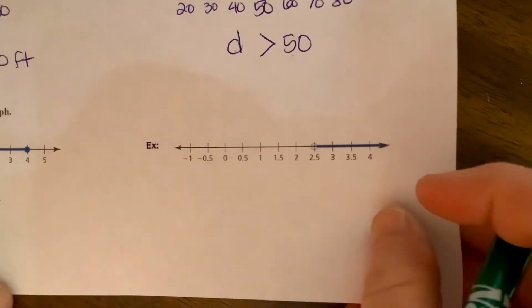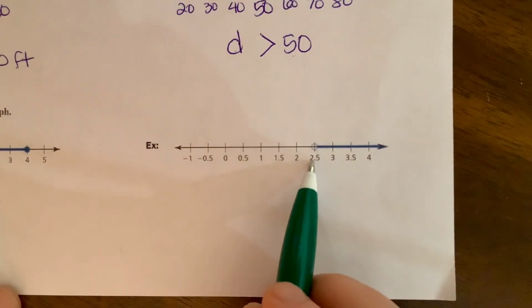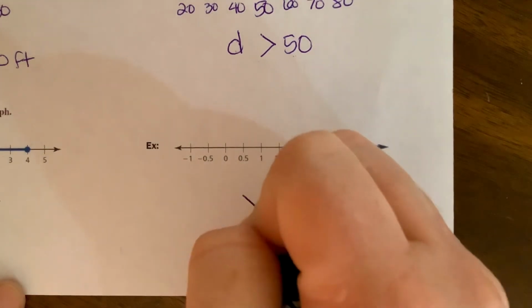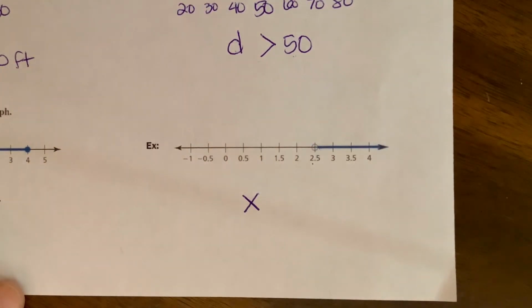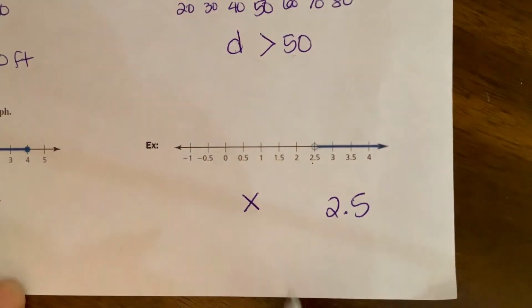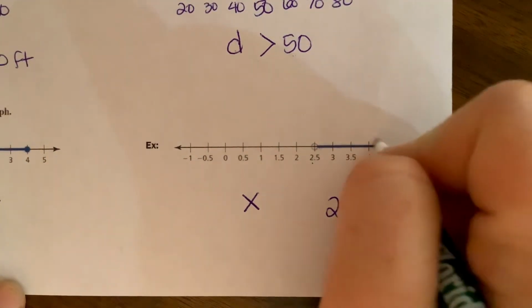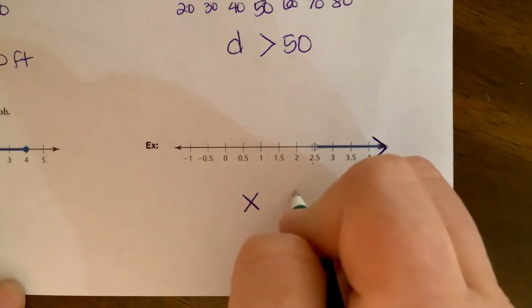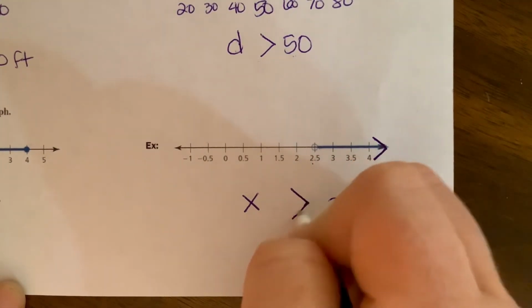All right, here I have a bubble over 2.5 and then everything shaded up above it. So I know x is my variable, 2.5 is the number in my solution. And I've shaded everything greater than that, right? Here's the side of the number line I've shaded. So I know it's going to look this way.